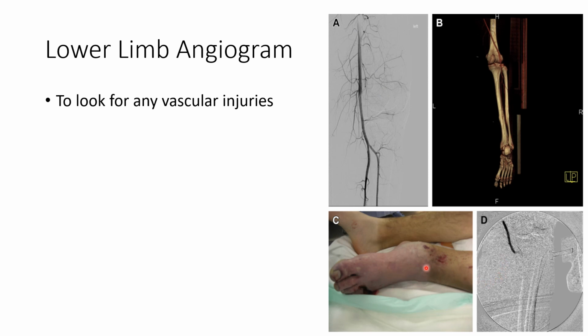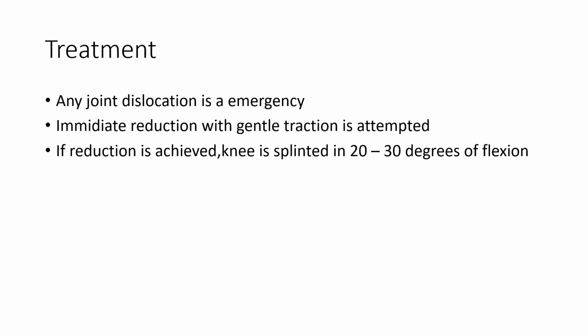This is the clinical picture showing bluish discoloration of the foot. If we suspect any injury to the popliteal vessel, an angiogram is a must to look for any vascular injury. Coming to the treatment part, any joint dislocation in orthopedics is an emergency, so immediate reduction with gentle traction is attempted. If the reduction is achieved, the knee is splinted in 20 to 30 degrees flexion.